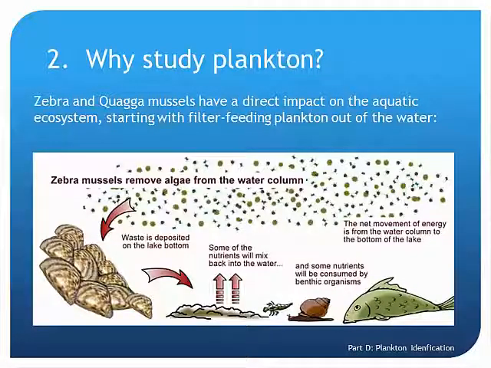Zebra and quagga mussels have a direct impact on the aquatic ecosystem, starting with filter feeding plankton out of the water. When mussels' waste is deposited into the lake, the net movement of energy is out of the water column, where photosynthesis is happening, to the bottom of the lake. This creates an imbalance in the ecosystem.